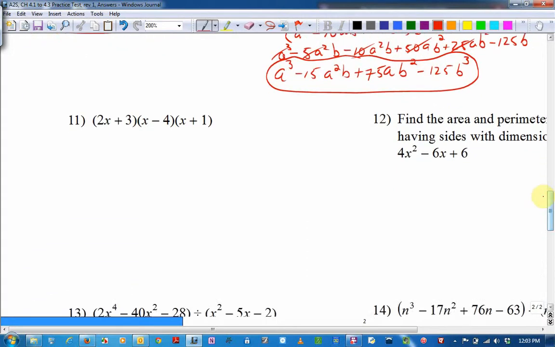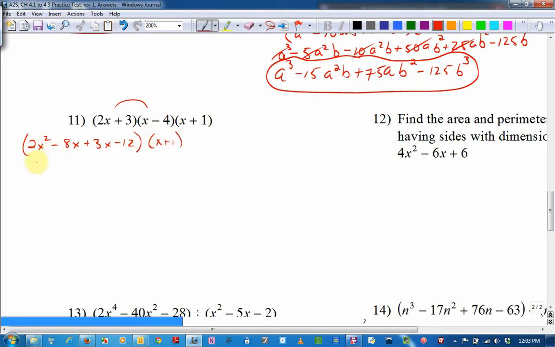Okay, another three binomials multiplied together, so we'll multiply the first two. So I'm going to have 2x times x, that's 2x squared. 2x times the 4 is a minus 8x. Now the 3 times the x is plus 3x. And lastly, 3 times a minus 4 would be minus 12. And that thing is going to be multiplied by x plus 1.